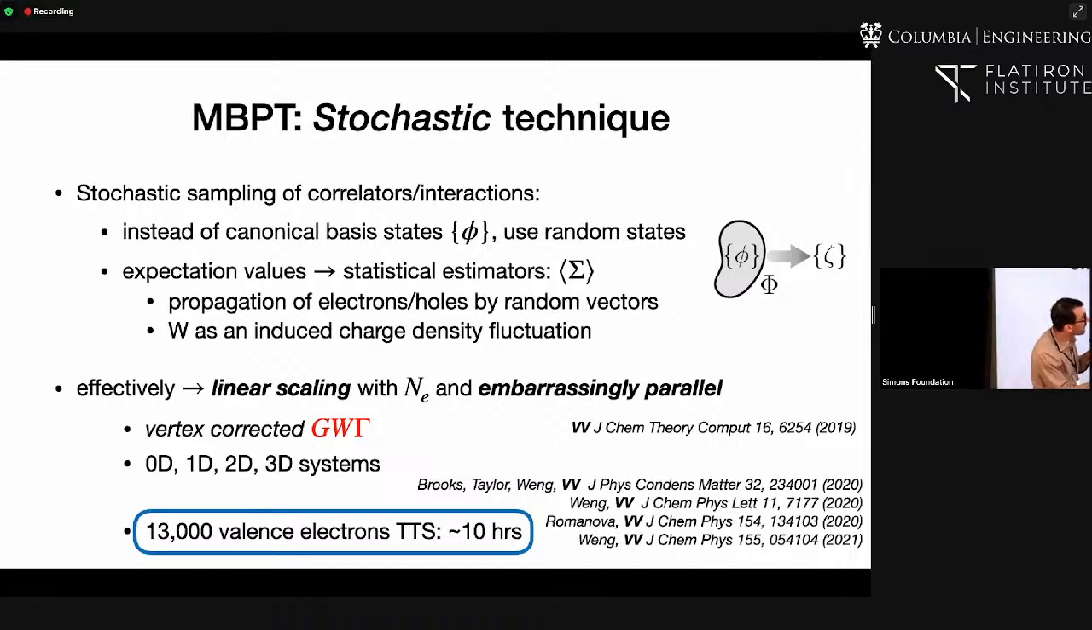The fact that we are using random vectors also allows us to make a code that is embarrassingly parallel, and you can submit it to a large HPC cluster and take all of these samples on individual cores. So we have already done the GW, and my group has extended it to the vertex corrected GW gamma. We have extended it to 0D, 1D, up to 3D systems, with various applications. The largest system that we have done previously with deterministic methods maybe had a few hundred electrons. Now we're talking about 13,000 valence electrons. That's this paper, I believe, which is about 10 hours time to solution. So that is very efficient.